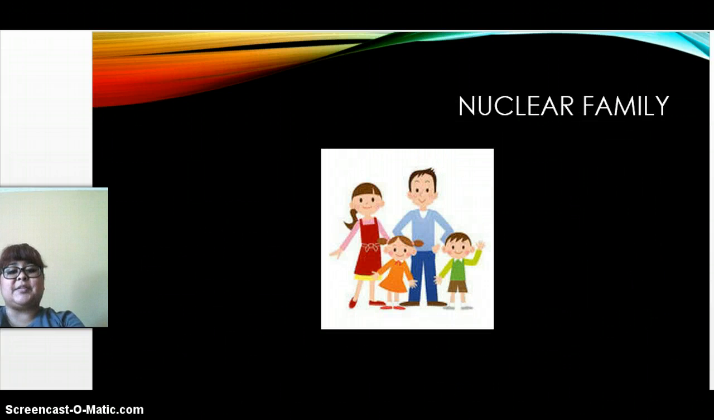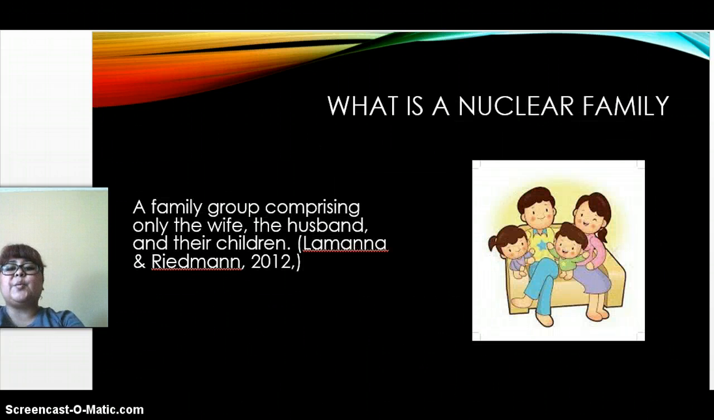The nuclear family. What is a nuclear family? Well, a nuclear family is a family group comprising only the wife, the husband, and their 3 children. Typically, in a nuclear family, we will see a breadwinning husband, or a husband who goes off to work daily, and the wife who is a homemaker and stays home and takes care of the kids and other household chores and duties.